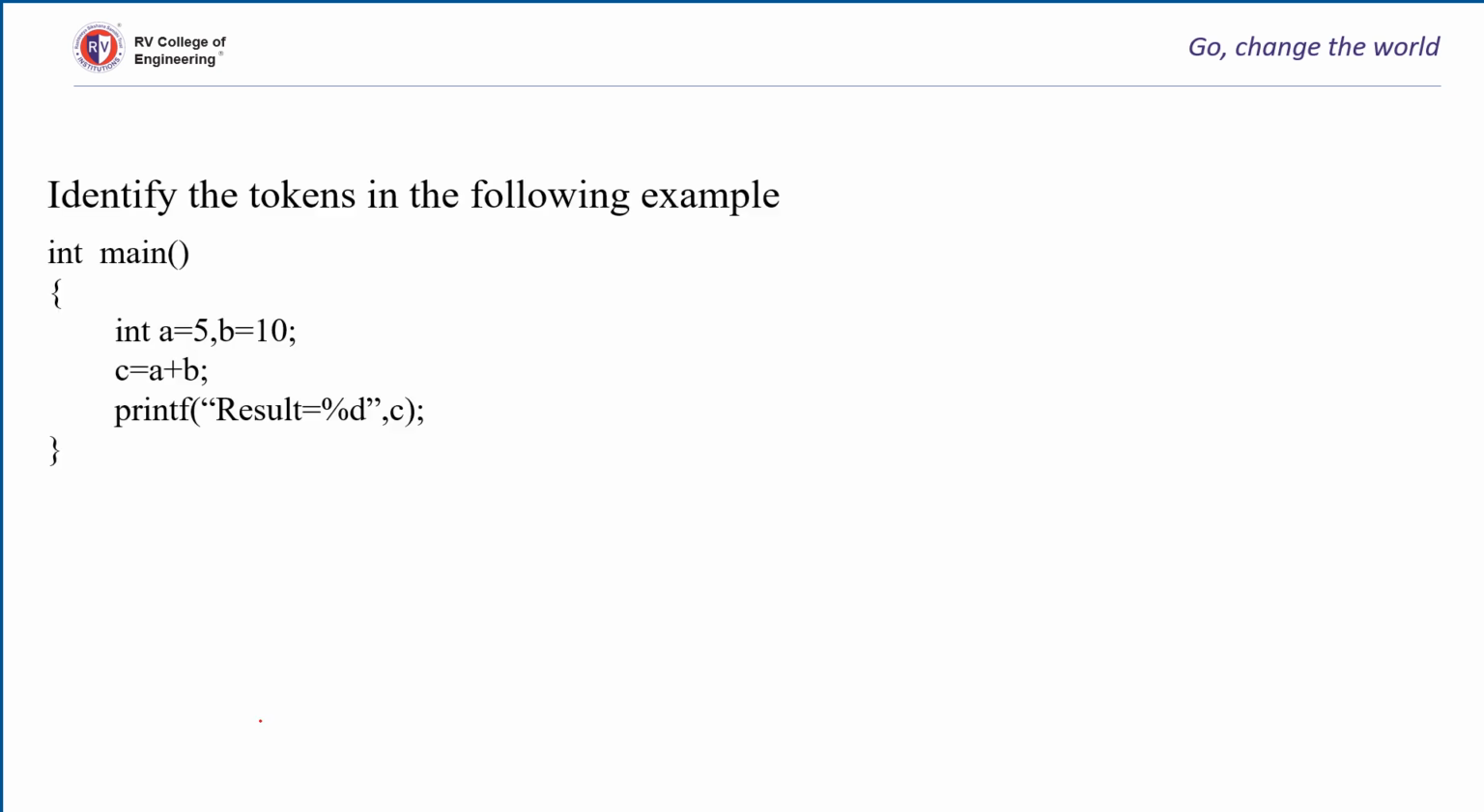Let us take a simple example to identify the tokens in the following program. I have a program here: int main, int a equal to 5, b equal to 10, c is equal to a plus b, printf result. I'll just have a return statement, return 0. Okay, starting with identifiers. What are the identifiers in this program? They are a, b, and c. What are keywords? Keywords are int, main, and return. Return is also a keyword.